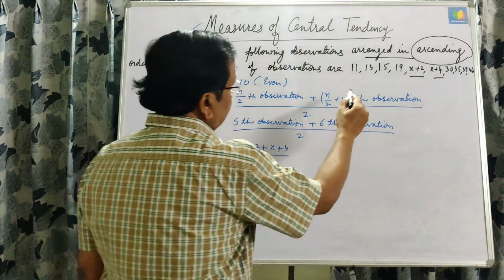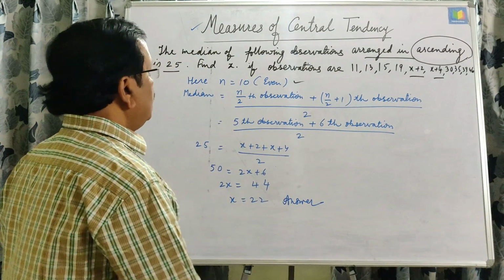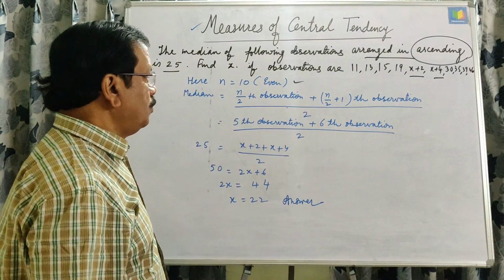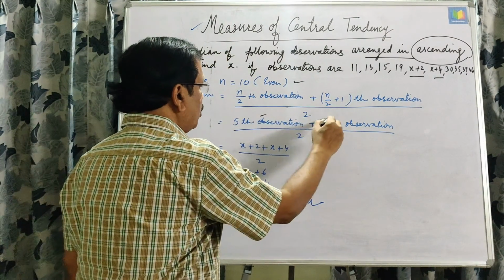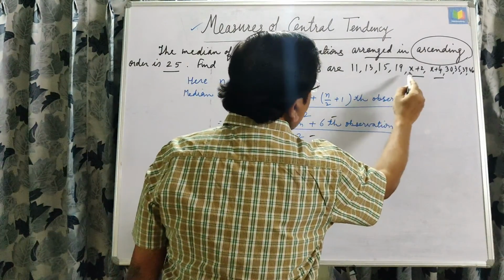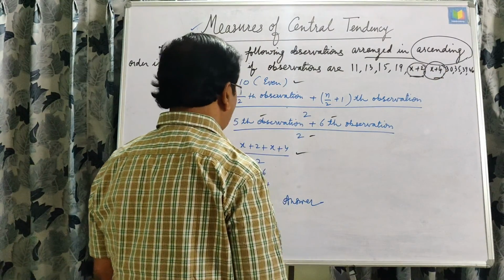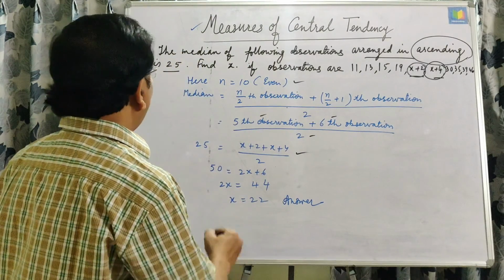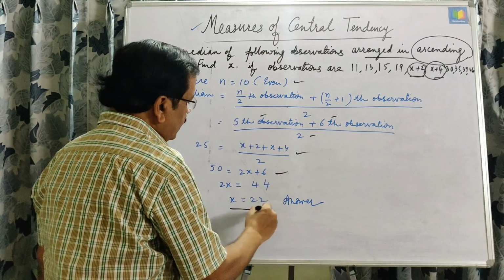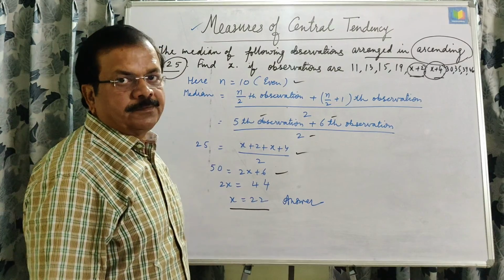Now counting, this is 10, which is even, so the formula for the median will be the n by 2th observation plus the n by 2 plus 1th observation upon 2, and that is the 5th observation plus the 6th observation upon 2. Now we'll start counting from the left. This is the 5th observation and this is the 6th observation. x plus 2 plus x plus 4 upon 2 is equal to 25, which is given, and that is why equating this we are getting x is equal to 22. This is the answer. Now next question.